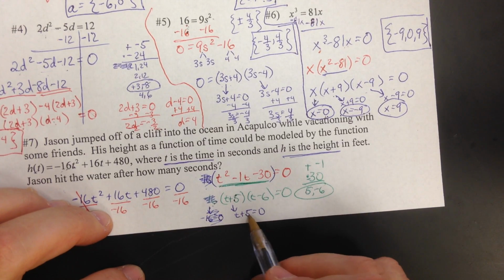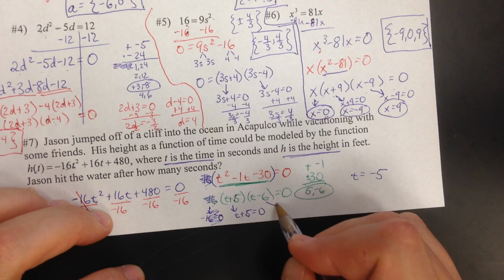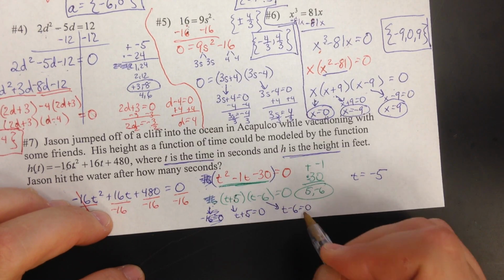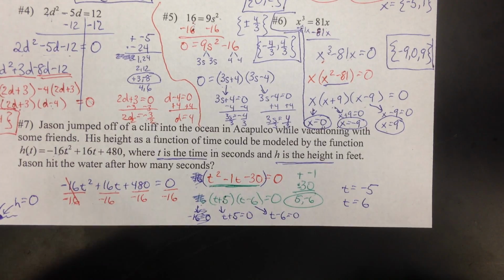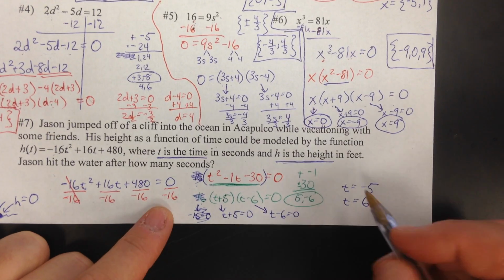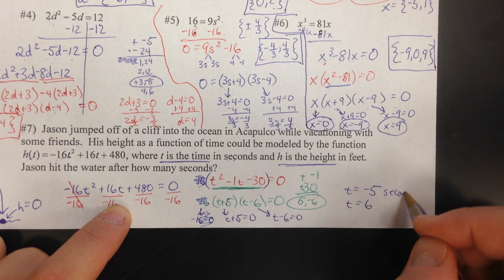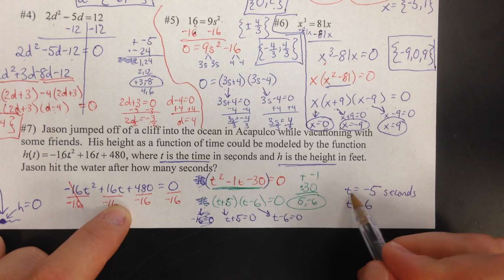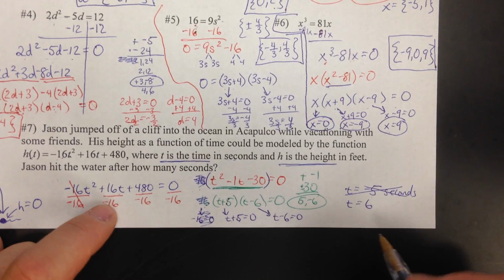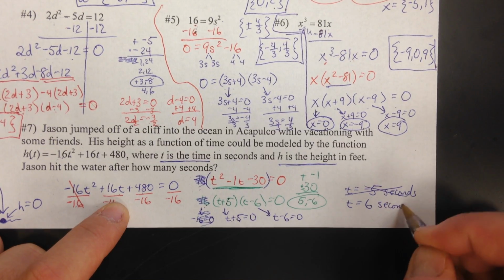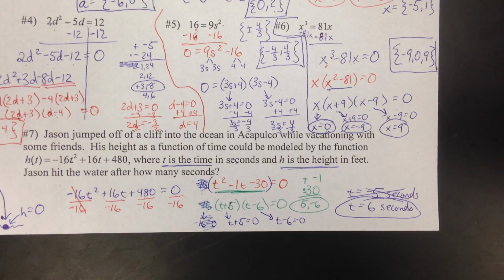So maybe it's t plus 5 equals 0, so we'd subtract and we would get negative 5. Or maybe t minus 6 is 0, and you would add 6 to get t is equal to 6. Now here's the thing about a word problem. You have to ask yourself if your answer makes sense. T is the time in seconds. You can't have negative seconds, okay? We're not going back in time. So that doesn't make sense. Even though negative 5 works in the equation, it's not going to make sense as an answer. 6 seconds makes sense. So how long does it take for him to hit the water? 6 seconds. And that is the end of the notes.